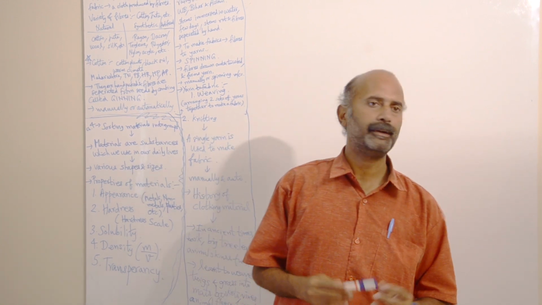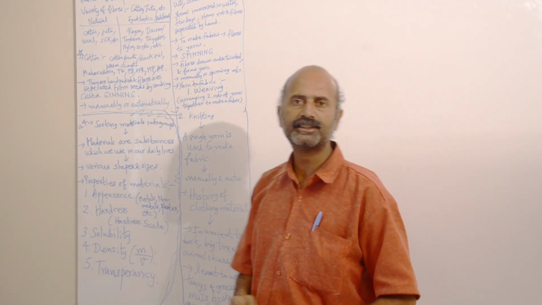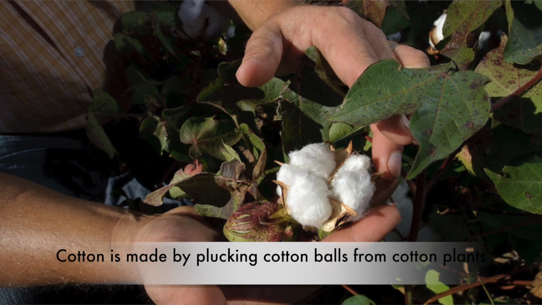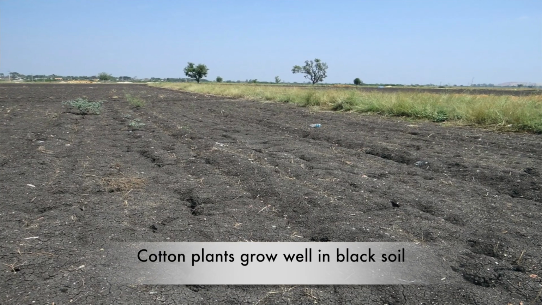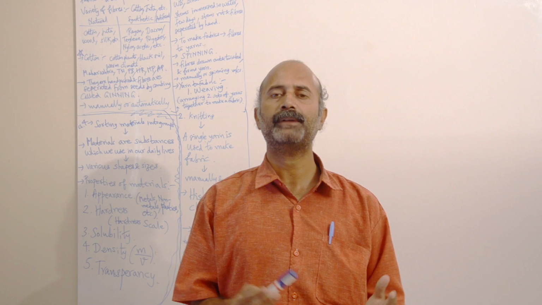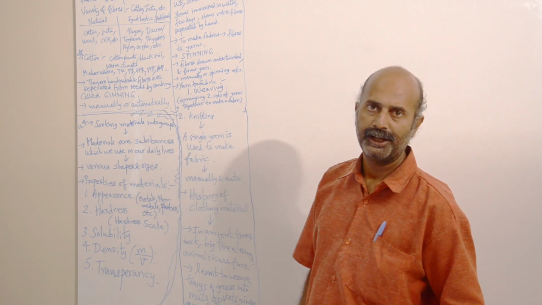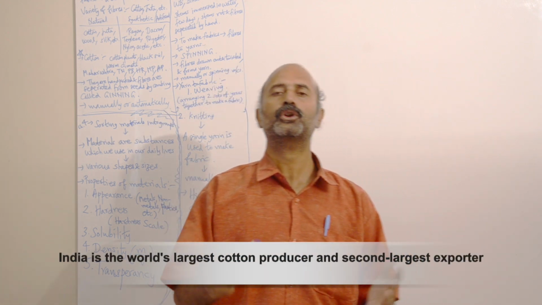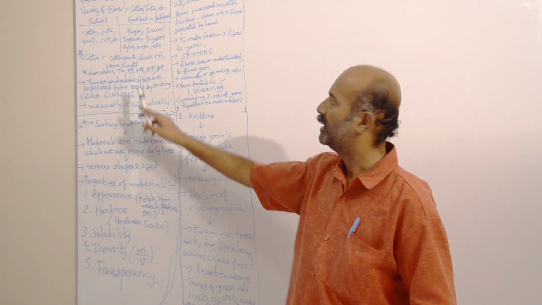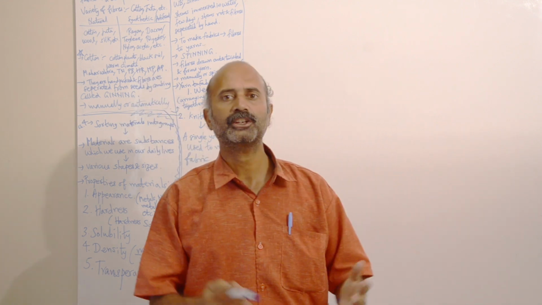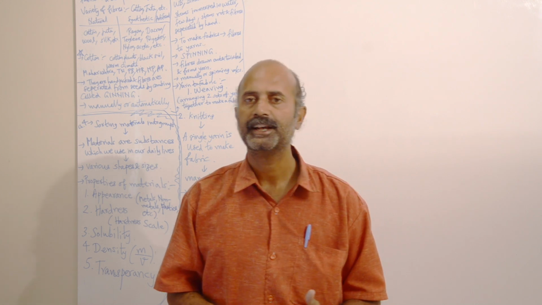So what do you mean by cotton? We all use cotton shirts, like the shirt which I am wearing. So how is this cotton made? This cotton is made by plucking the cotton balls which grow from cotton plants, and they grow really well in black soil. Wherever the black soil is available, the cotton plants grow very well, and they grow really well in warm climates. India is a very good producer of cotton. For example, states like Maharashtra, Tamil Nadu, Punjab, Haryana, Madhya Pradesh, Andhra Pradesh produce cotton, and India also exports cotton to foreign countries.